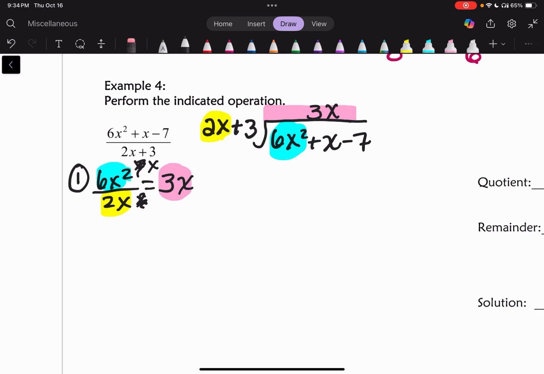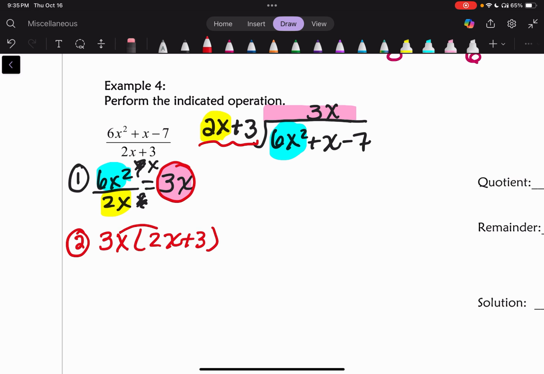Okay, so from there, we're going to move on to step 2. Step 2 tells us we need to multiply. So we're going to take that 3x right here, and we're going to multiply it times our divisor. So we've got 3x times this 2x plus 3. And we know how to multiply, right? So that is going to be 6x squared. And then we've got this 3x times this 3. Well, that is going to be 9x.